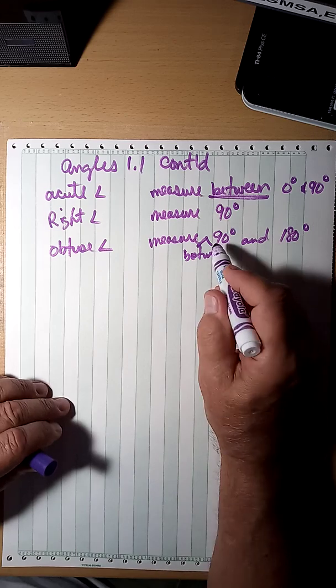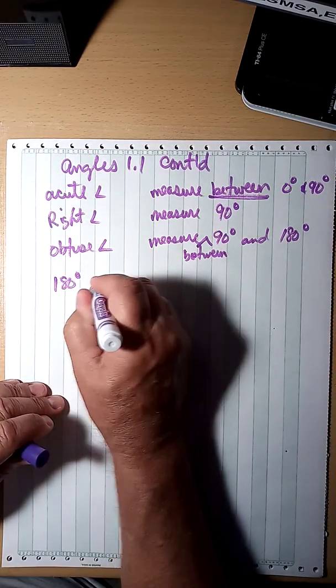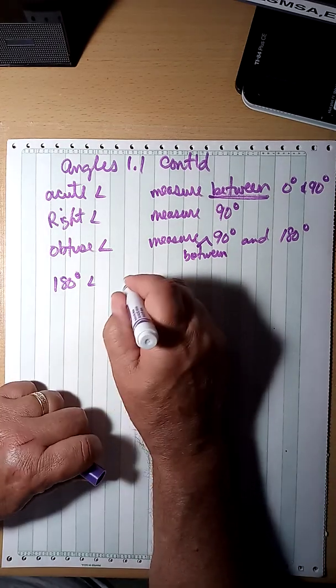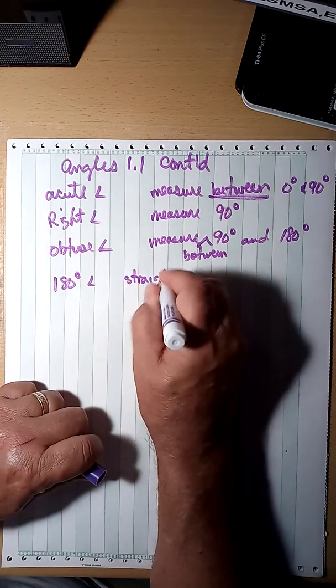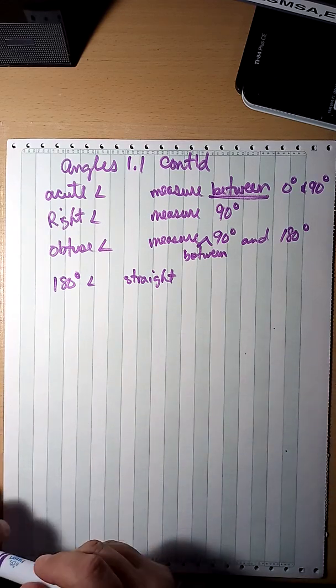So 90 degrees is not obtuse, 180 is not obtuse. In fact, a 180 degree angle, you can call that a straight angle if you want to. We don't use that as much. That's halfway around the circle.